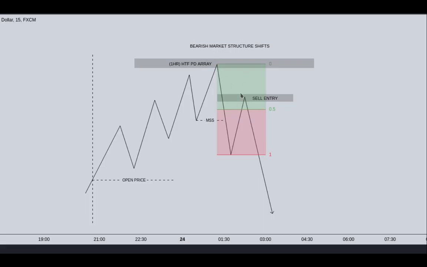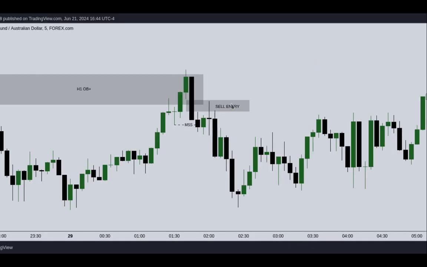I will show you how we sell at that level here. What rules do we follow? How do we sell after that happens? So this is it here.